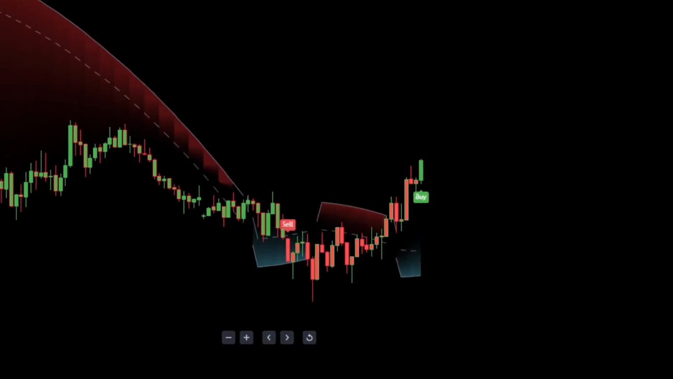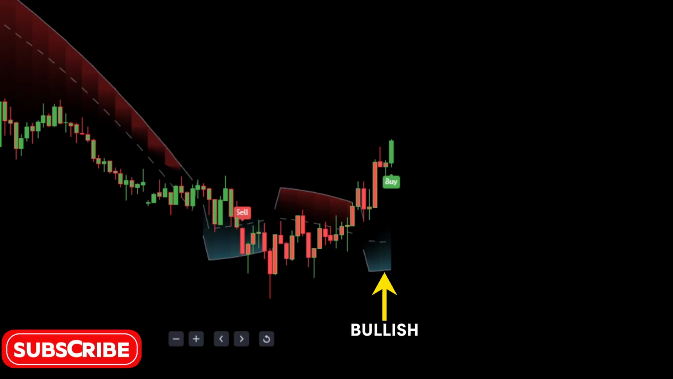How to place a buy order. If the Radius Trend Indicator is blue, it signals a bullish trend. In this situation, your main focus is to find the best point to place a buy order.